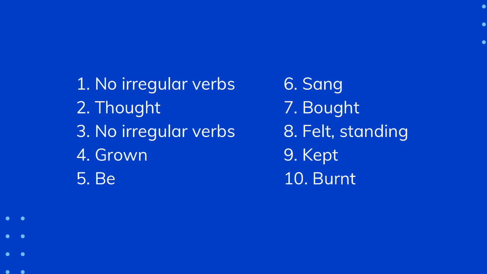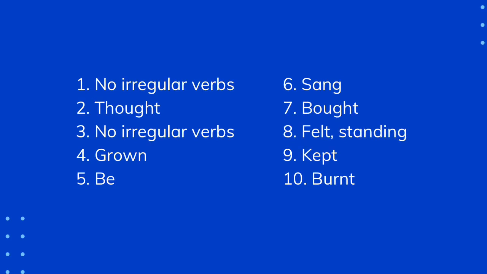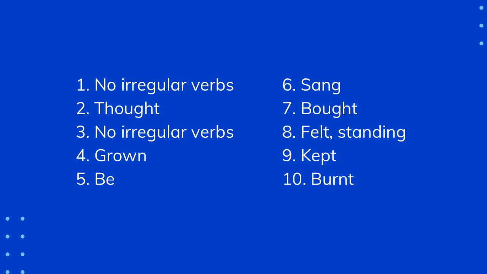Sentence 1 has no irregular verbs. The irregular verb in sentence 2 is thought. Sentence 3 has no irregular verbs. The irregular verb in sentence 4 is grown. The irregular verb in sentence 5 is be.